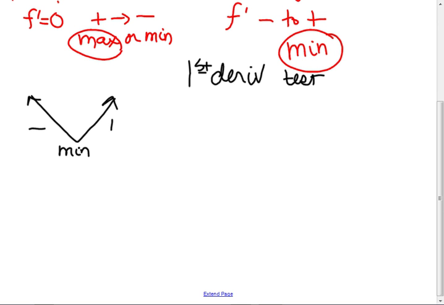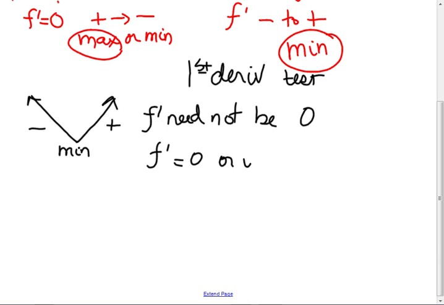Negative to positive. So when you look for max mins, does the derivative have to be 0 or could it be undefined? Could be undefined. F prime need not be 0. Because some of you are going to make that mistake in the exam. And you're going to say, well, that can't have a max min there because the derivative is not 0. No, the derivative is either 0 or undefined. In this case, it's undefined.